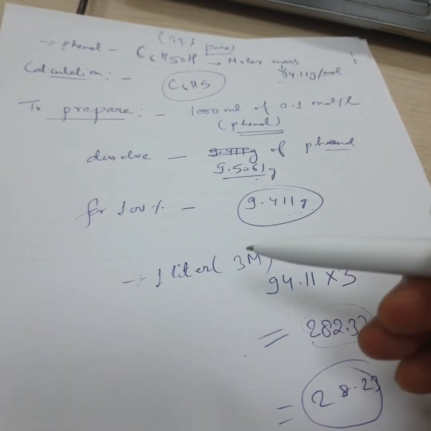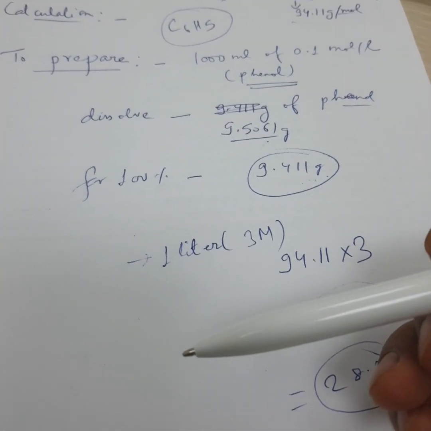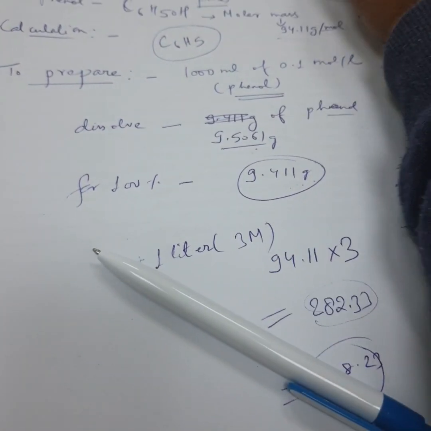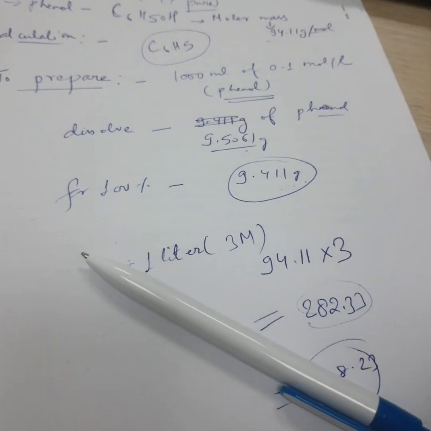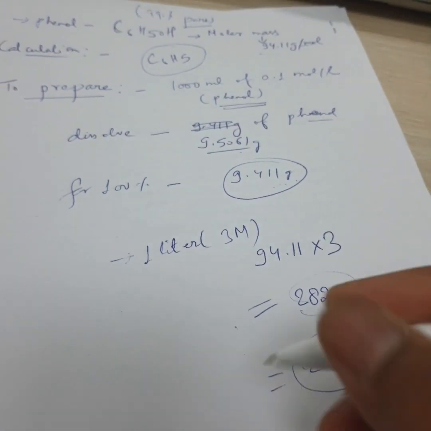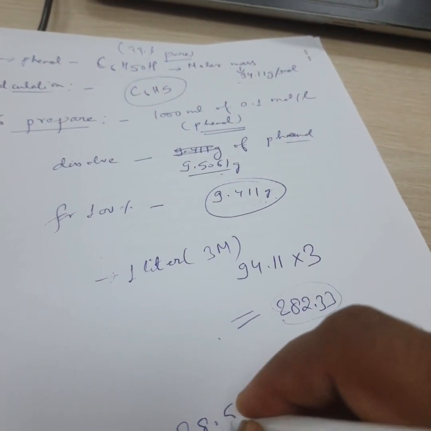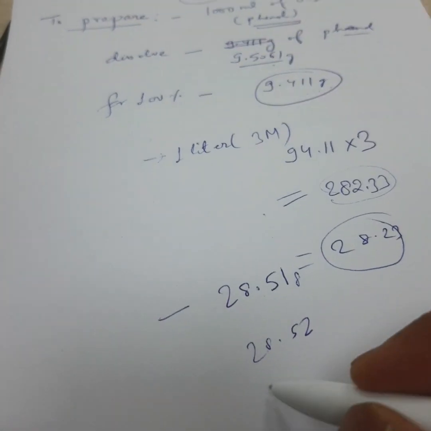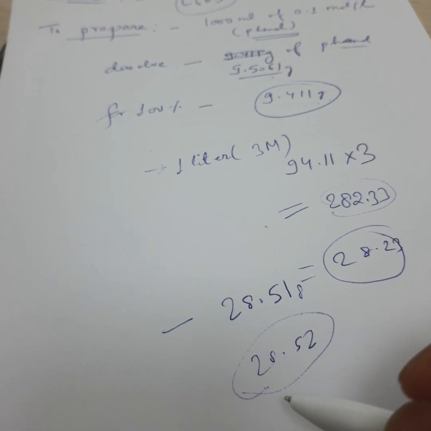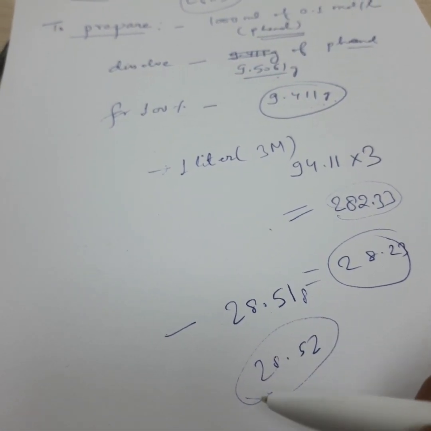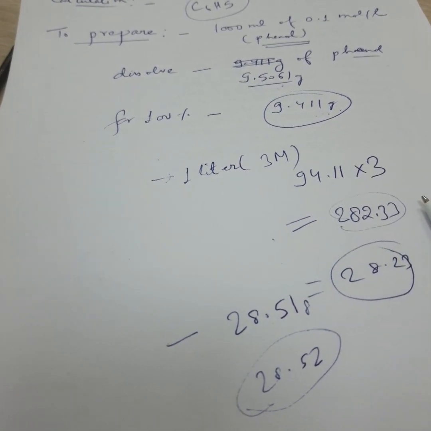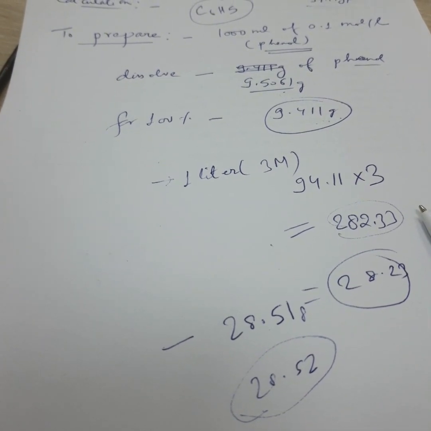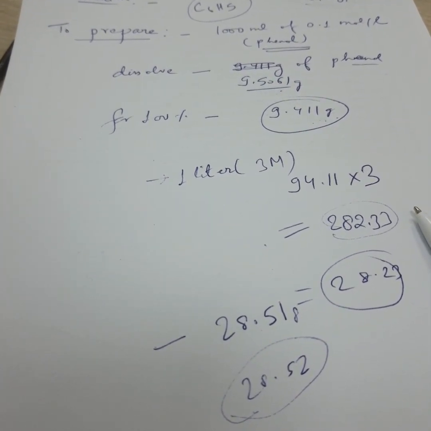In today's lab, we are going to prepare 3 molar of 99% pure phenol. We have to weigh around 28.518, so around 28.52 grams of phenol in 100 ml of the deionized water. So this is the calculation of how much phenol we are going to add to make 3 molar of phenol in 100 ml of deionized water.